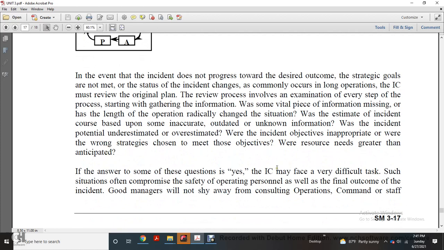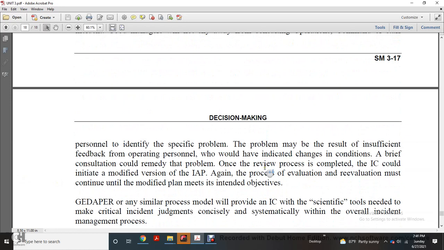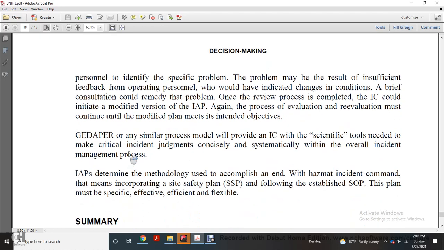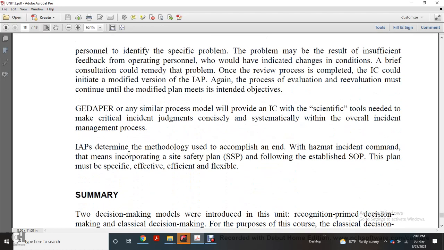If that answers some of the questions you have, the incident command may face a very difficult task in assessing the situation and the safety of operational personnel with regard to the final outcome of the incident. Good managers will not shy away from consulting operations command and staff personnel to identify the specific problem. The problem may result from insufficient feedback from operating personnel who have indicated a change in the condition of the incident. Once the review process is complete, incident command identifies the modified version of the incident action plan. Again, with the process, evaluation must continue with the modified plans to meet the intended objectives.